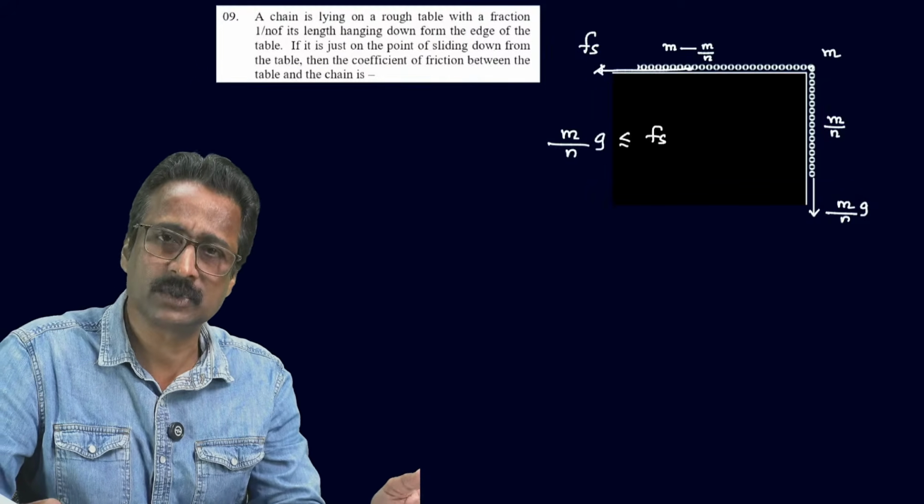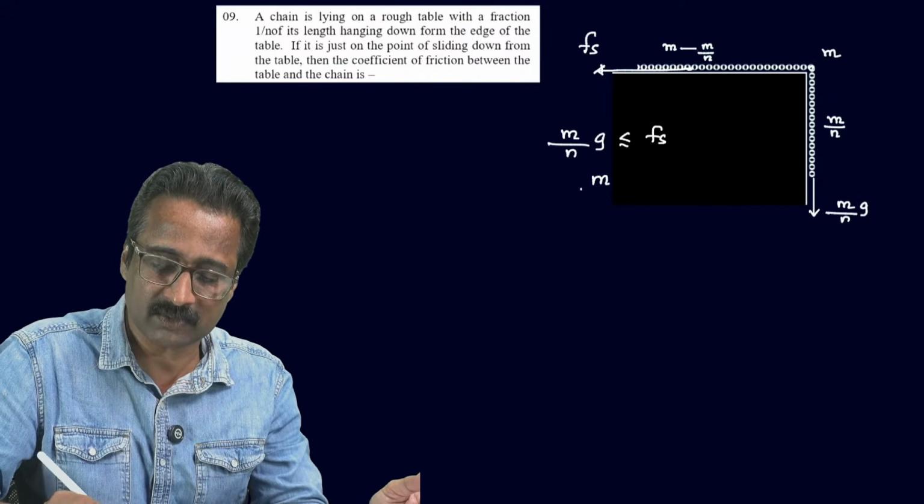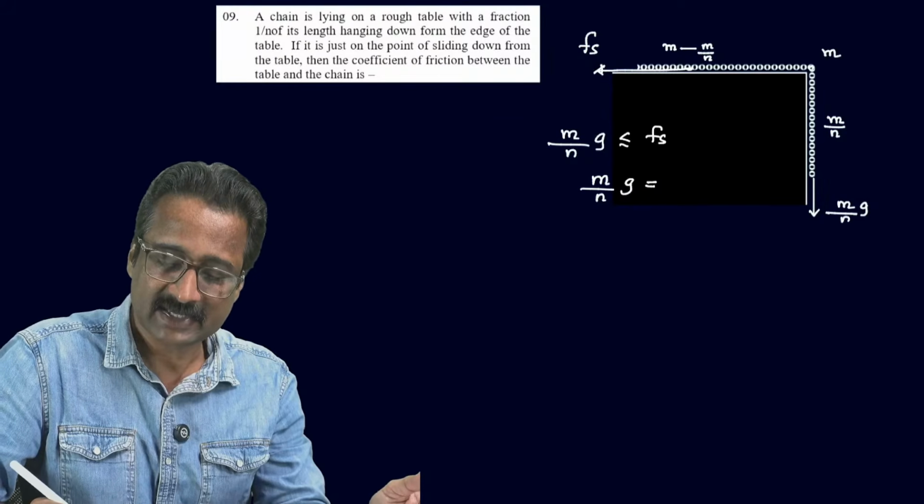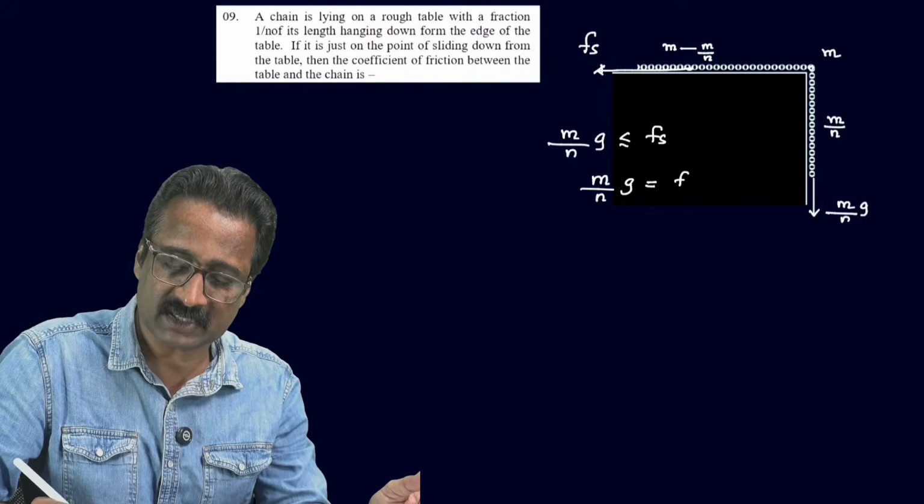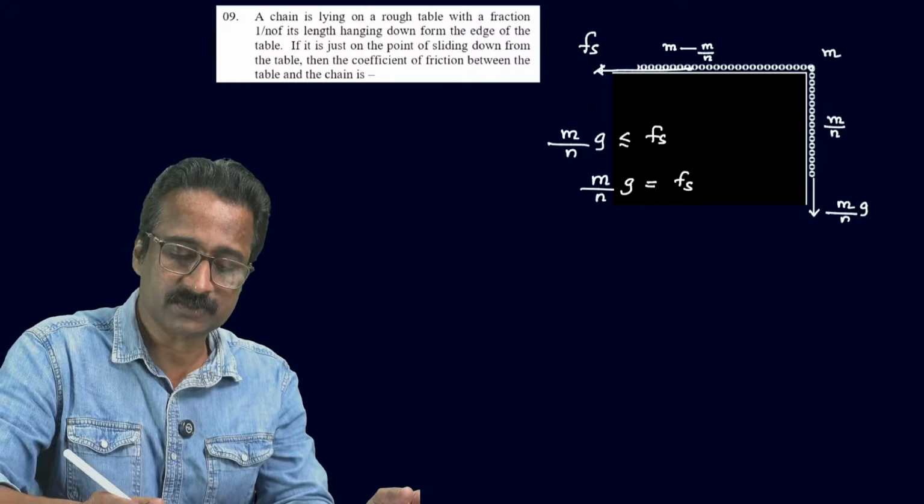Now, less than or equal to, we can say equal to, because they are asking you about minimum and all. So at the brim, there is nothing wrong in saying that m by n g is just being balanced by the static friction Fs. Even that is enough. Now, let's put values.